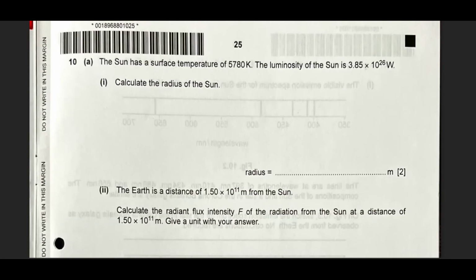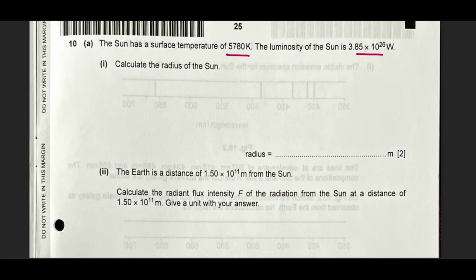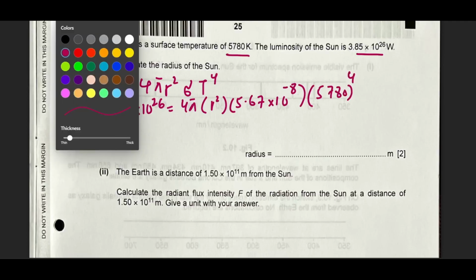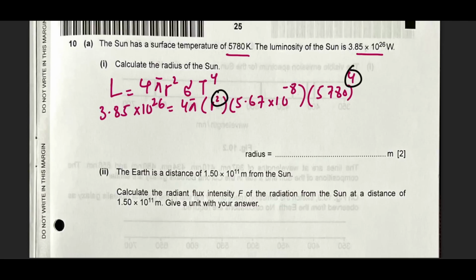Last question, question number 10: the sun has a surface temperature of this, luminosity of this, and a radius of the sun. It's a very simple, straightforward formula: luminosity is equal to 4 pi r squared sigma T to the power 4. So 3.85 times 10 to the power 26 equals 4 pi times r squared times sigma, given in the data booklet as 5.67 times 10 to the power minus 8, times T to the power 4, which is 5780 to the power 4. Please don't forget to take the powers. These are important. This is r squared, this is 4. So r finally comes out as 6.96 times 10 to the power 8 meters. Write this down over here.